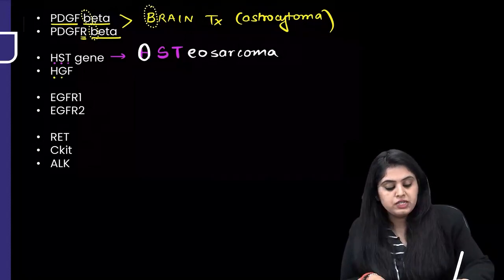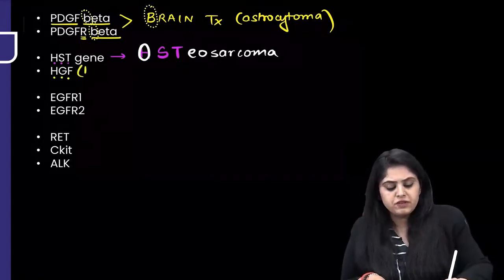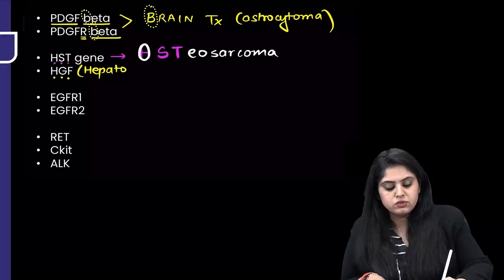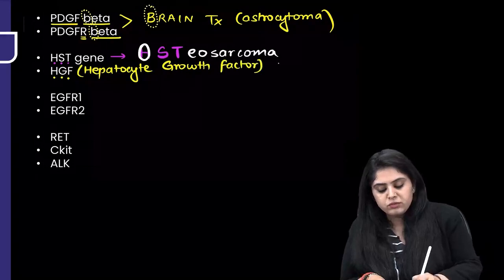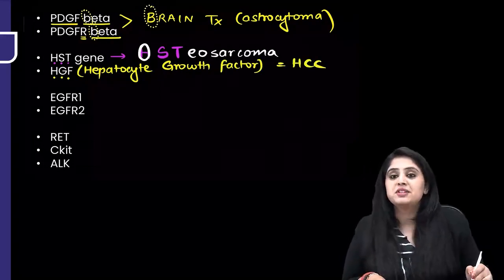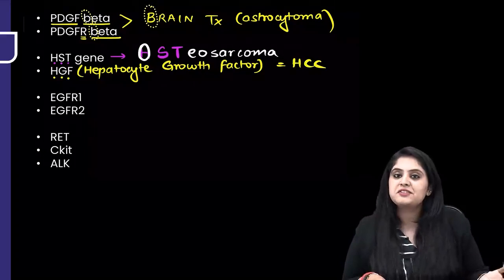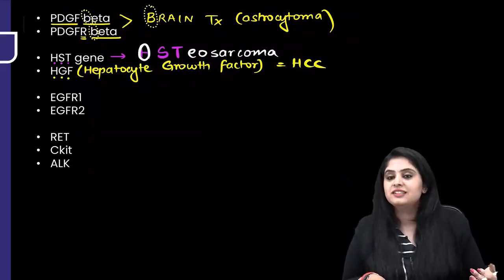Whenever there is HGF mutation, what is HGF? HGF is hepatocyte growth factor. Do I need to tell you what is the tumor that is going to occur? When we talk about hepatocyte growth factor, of course there is going to be hepatocellular carcinoma with the mutation. You think the examiner is going to give you such kind of a question? You wish. It's not going to happen.